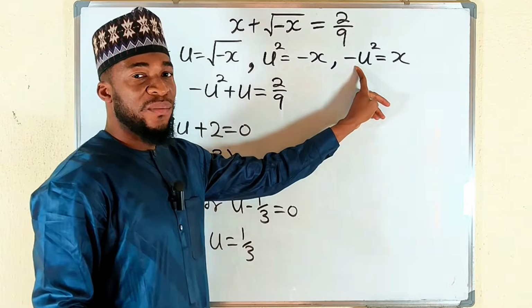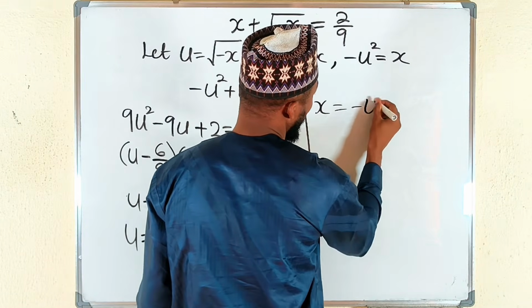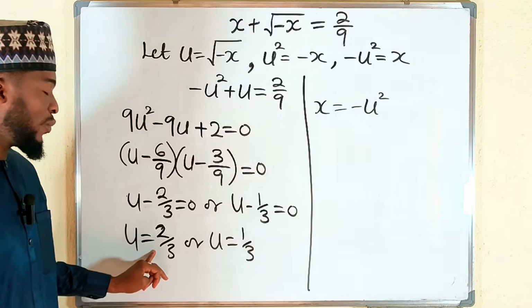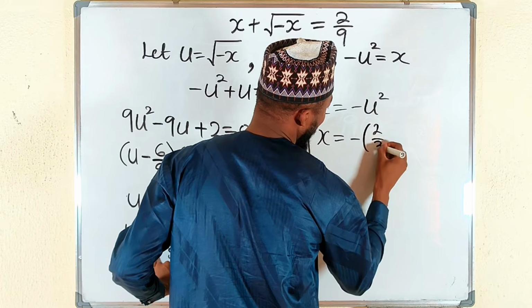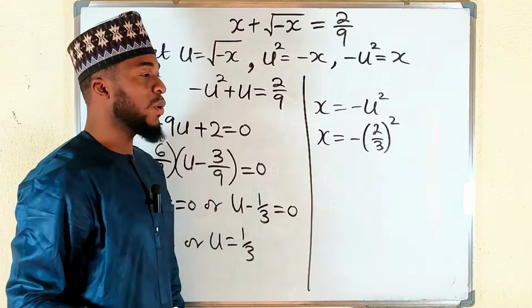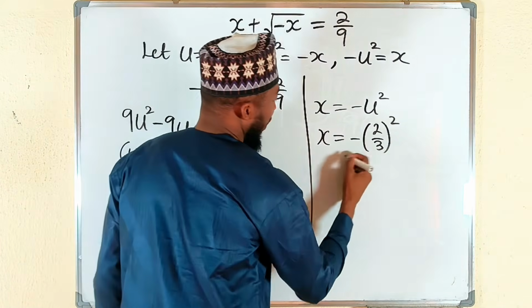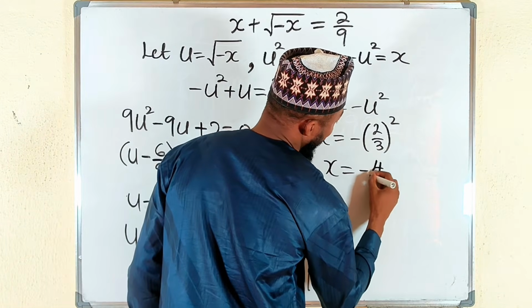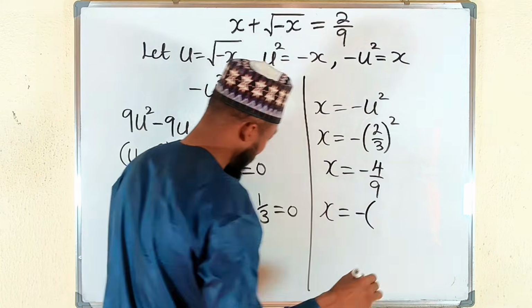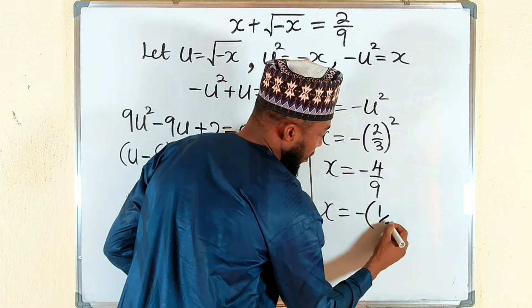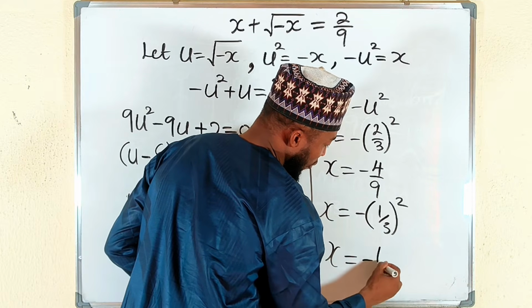x is equal to negative u squared. So the first value of u is 2 over 3. So we have x equal to negative 2 over 3 squared. 2 over 3 squared implies 2 squared is 4, 3 squared is 9, so this is 4 over 9. So x is equal to negative 4 divided by 9. Then the second x is equal to negative 1 over 3 squared, which implies x equal to negative 1 over 9.